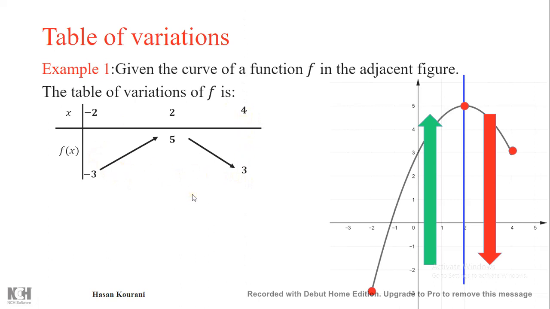In this way, we have constructed the table of variations of this function. This is the table of variations of that function. It increases and then decreases. Here we have an arrow showing the increasing stage and the decreasing stage after that. This point is called the maximum point, as you see. Okay, let's see another example.